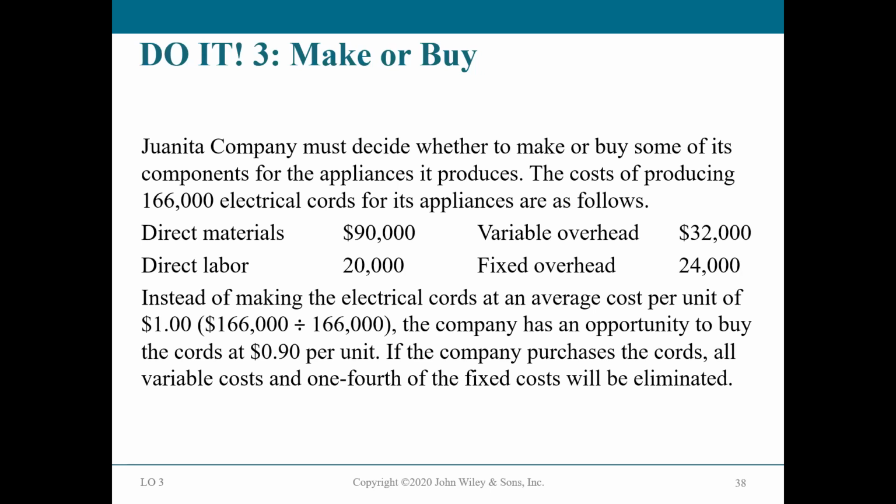Okay, we got another example. Juanita Company must decide whether to make or buy some of its components for its produced appliances. The cost of producing 166,000 cords for its appliances are as follows: direct materials, labor, variable, and fixed overhead as on screen. Instead of making the electrical cords at an average cost of $1, the company has an opportunity to buy the cords at 90 cents. If the company purchased the cords, all variable costs and 1/4 of the fixed costs will be eliminated.